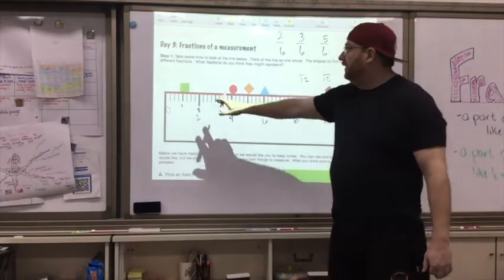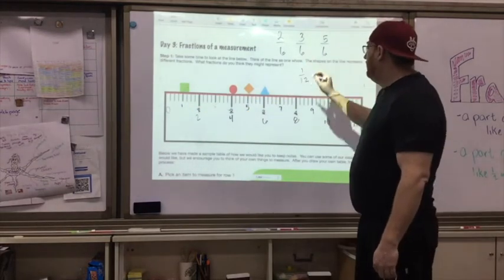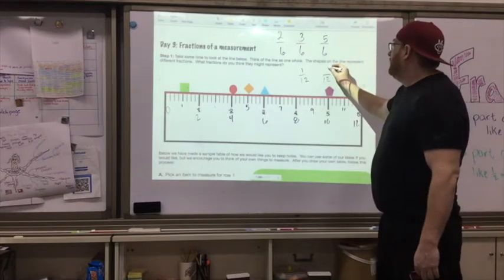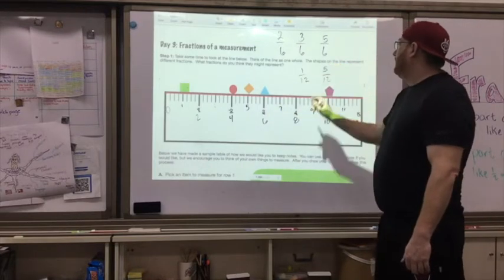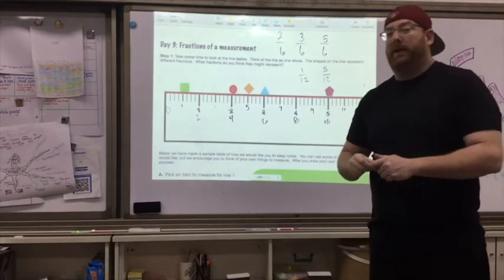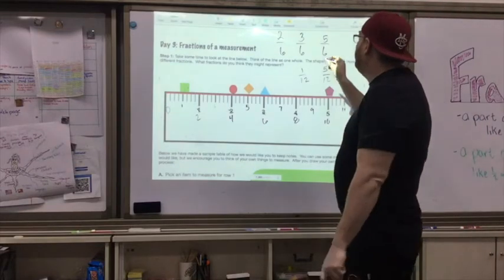If we look, the green square falls directly on 1/12. And the orange triangle, or sorry, orange diamond falls directly on 5/12. Okay. So for the most part, we're able to figure out our fractions. But there's something a little tricky about these two.